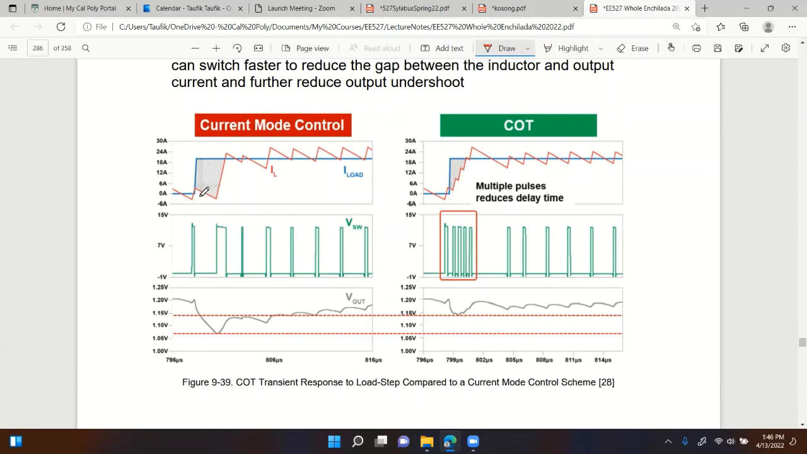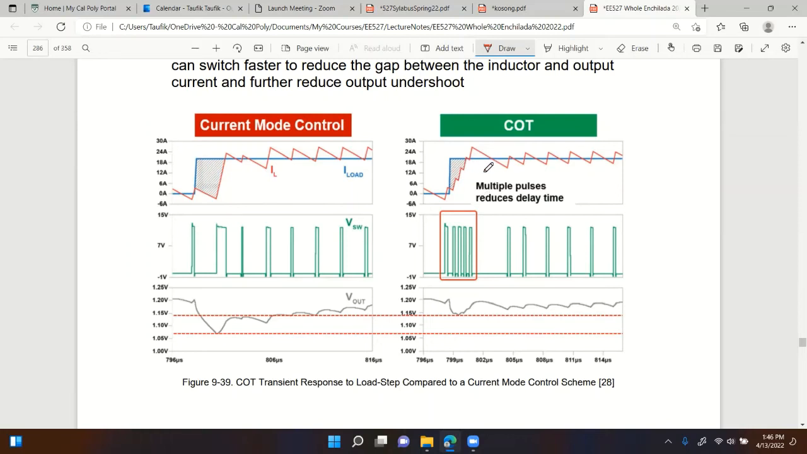So in current mode, it waits until the clock starts again. And then we have this new duty cycle, a bigger duty cycle, meaning bigger current. So that makes sense, but it takes time because it has to wait right there until the clock starts again.